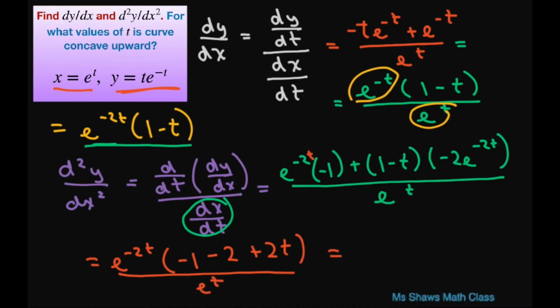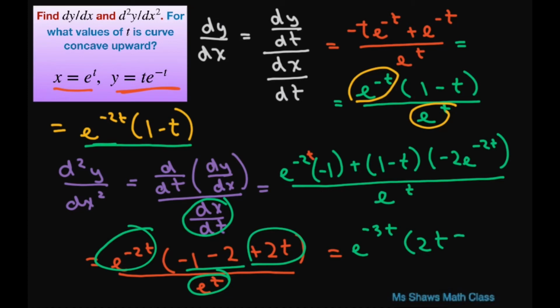Okay, so let's take care of these two. That's just going to be e to the power of negative 3t. We have 2t minus 3. All right, so that's what we have. I'll copy it down on the next slide because we're running out of room. So again, we had our second derivative of y with respect to x equals e to the power of negative 3t times 2t minus 3.